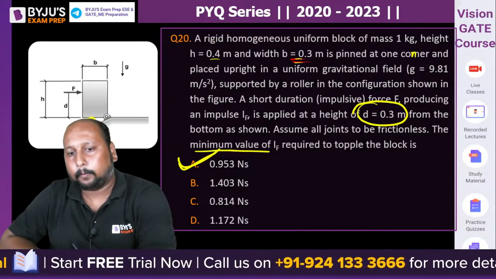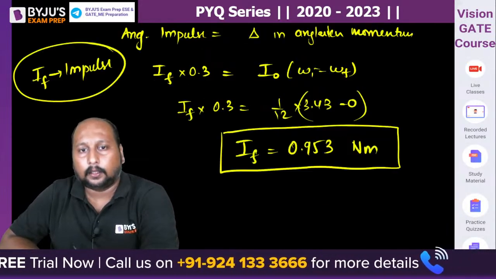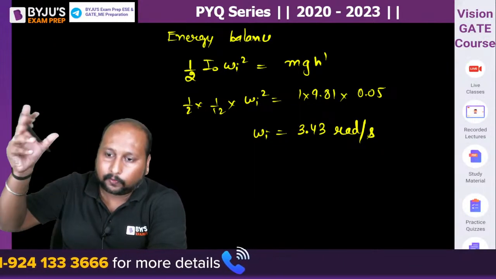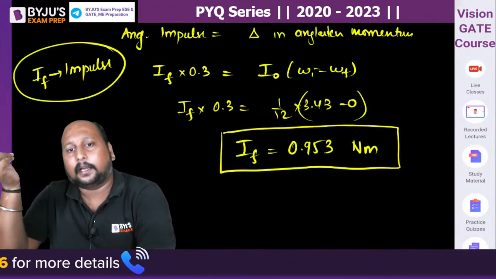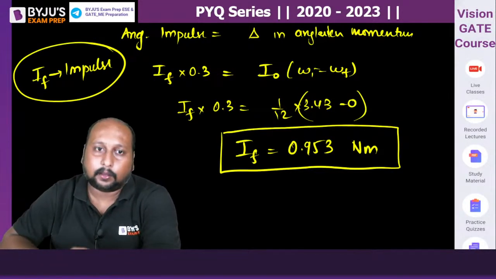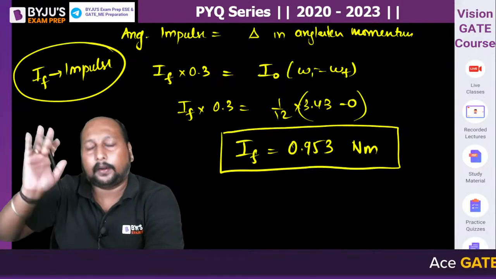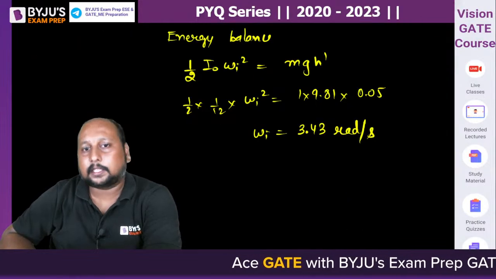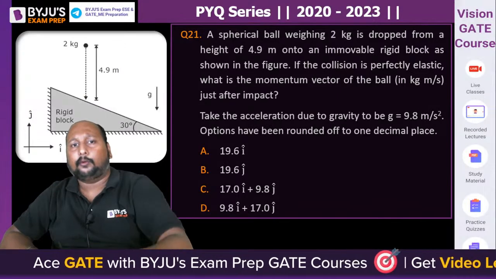By 3, 0.953 Newton meter is the correct answer. What we have done is, we initially calculated the angular velocity at the initial position. After that, we calculated the impulse after the impact. Impulse की वजह से what change in angular momentum we have observed, that we have calculated over here. Okay, next, the second last question, a 2023 question.